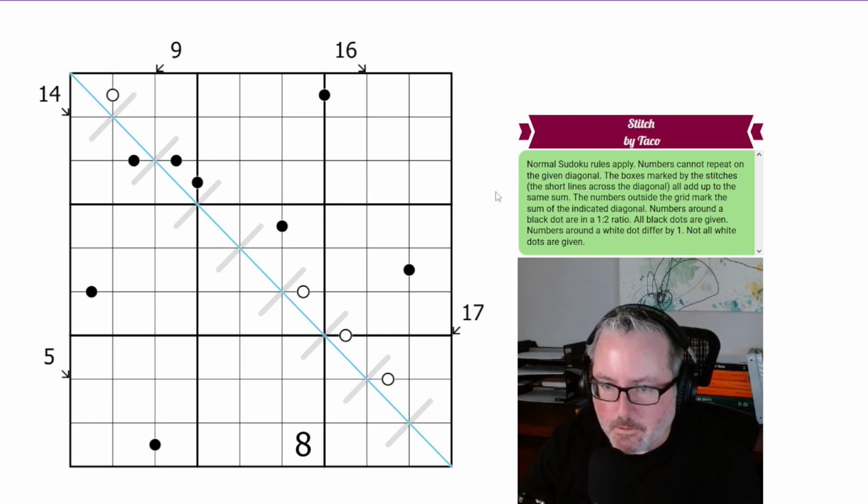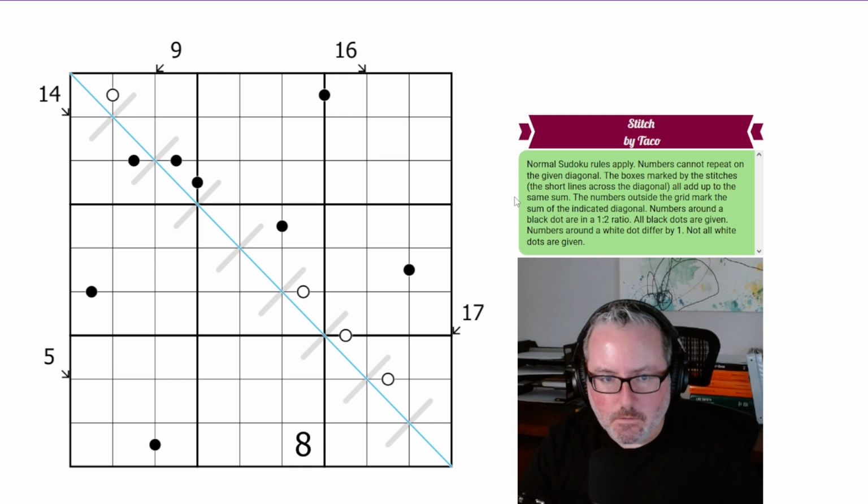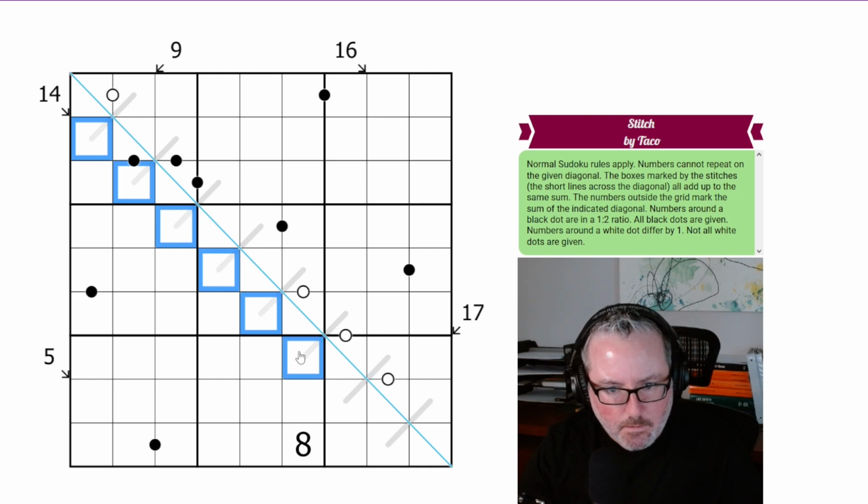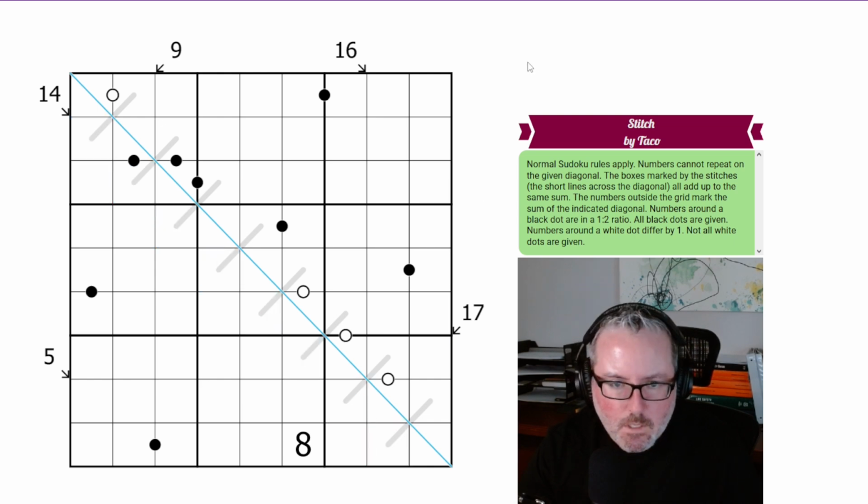The numbers outside the grid mark the sum of the indicated diagonal, so those are little killer clues. If you were to look at this clue here, the 17, these three digits added up together will equal 17. You can do the 14 up here. It's a long one. All of those will have to equal 14 as they're added together, and so on and so forth.